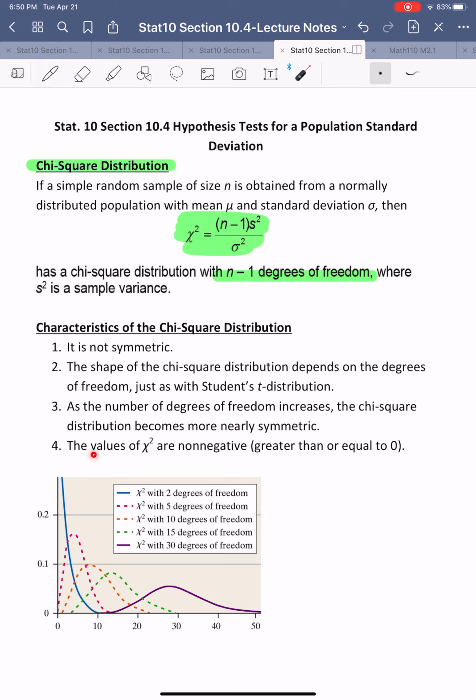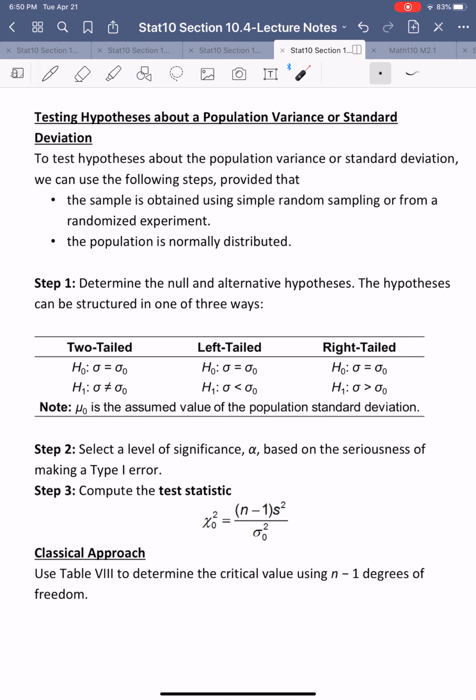Fourth, the value of the chi-square is non-negative, always greater than or equal to 0. Now, testing a hypothesis about the population variance and standard deviation. To test the hypothesis about the population variance and standard deviation, we can use the following steps. A sample is obtained using simple random sampling or from a randomized experiment, and the population must be normally distributed.